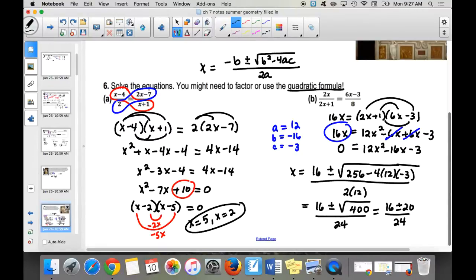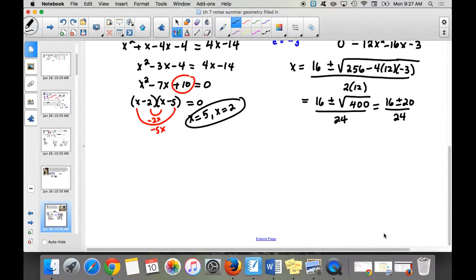And then this is the tricky part. So you have to add them together first and then divide by 24, or subtract them and divide by 24. So we're going to do both. When I do the 16 plus 20, then hit enter, and then divide by 24, I get 1.5. If I change it to a fraction, I'm going to get 3 over 2. And then the other one, 16 minus 20, is negative 4, divided by 24, reduces down to negative 1 over 6, right? So those are our two answers.